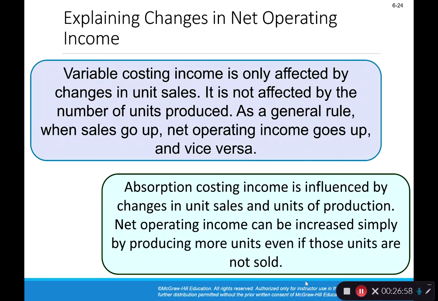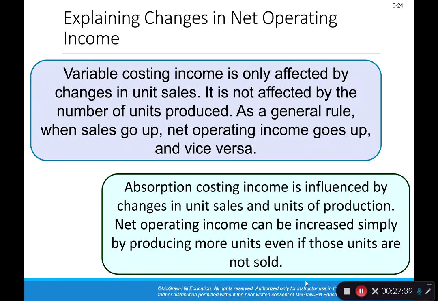But absorption costing is influenced by changes in unit sales and how many we make. Basically, if I want to increase income, I can make a bunch of units at the end of the year. And then what happens is the fixed overhead under absorption gets stuck in inventory when I produce more than I sell. So the more I produce, the more fixed overhead I can get stuck in inventory, and therefore manipulate my income and make it higher. So as inventory levels go up, absorption sucks in more fixed overhead costs into the ending inventory, therefore providing a lower expense and a higher income.